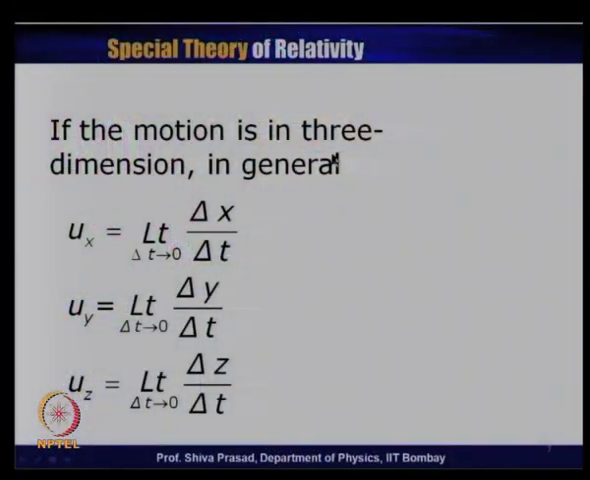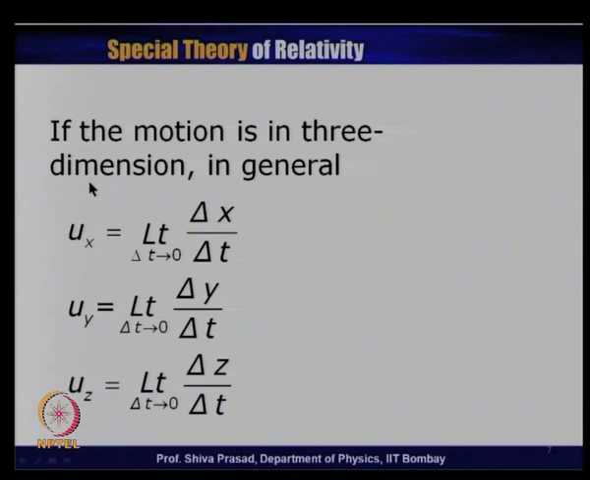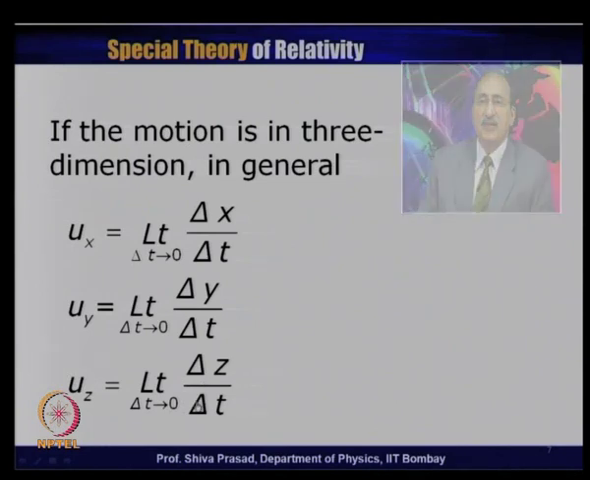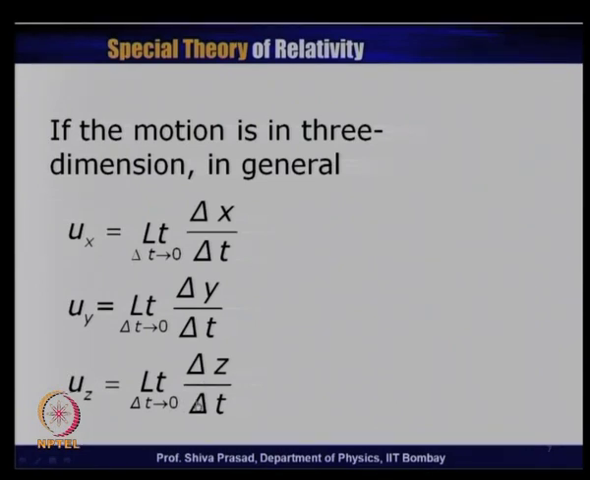So, this is what I have defined in the next transparency. If the motion is in general in 3 dimensions, then ux will be defined as the limit of delta t tending to 0, delta x divided by delta t. Similarly, uy will be defined as in the limit delta t tending to 0, delta y divided by delta t, and uz will be in the limit delta t tending to 0, delta z by delta t. These are the standard classical definitions of the instantaneous velocities, and I do not think that we should have any problem in understanding it.